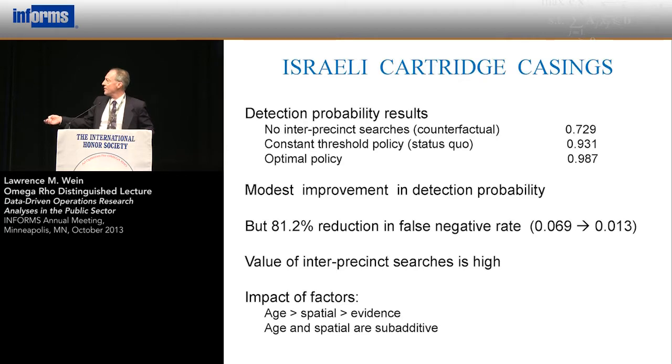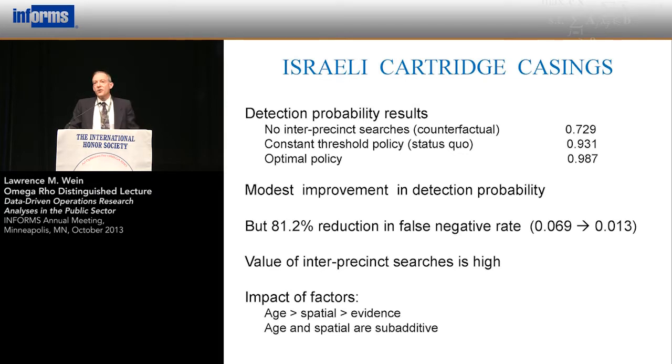However, when you look at it from a false negative rate, we actually resolve over 80% of the false negatives. So this actually works quite well. We also did the counterfactual of if Israel just searched within their own police precinct, they have about 70 police precincts, then the detection probability would drop to 73%. So it's good that they're doing national searches.